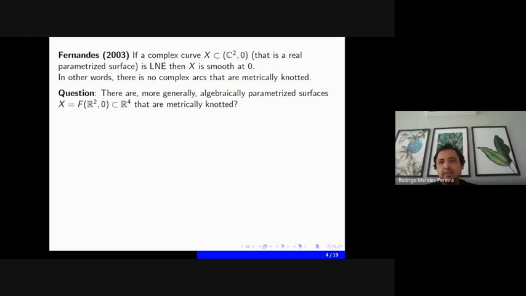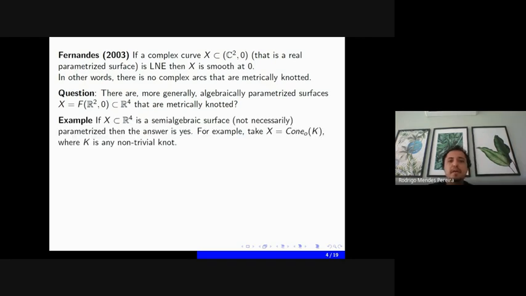From the complex axis, it's not possible to construct some topology different from the trivial topology if you consider the quasi-convex or Lipschitz normally embedded condition. So the question is: are there more generally algebraic parameterized surfaces that are metrically knotted? It means you have some non-trivial topology, together with the LNE condition. This is the main question based on this investigation.